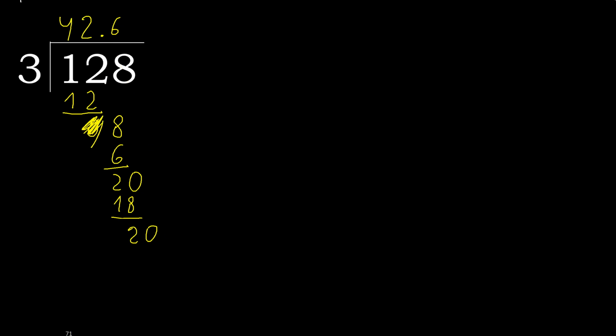20, 3 multiplied by 7 is greater, multiplied by 6, 18, is not greater, okay. 20 minus 18 is 2, complete. Repeat, therefore 6 repeats. 128 divided by 3 is here, or after the point, 6 repeating. Okay.